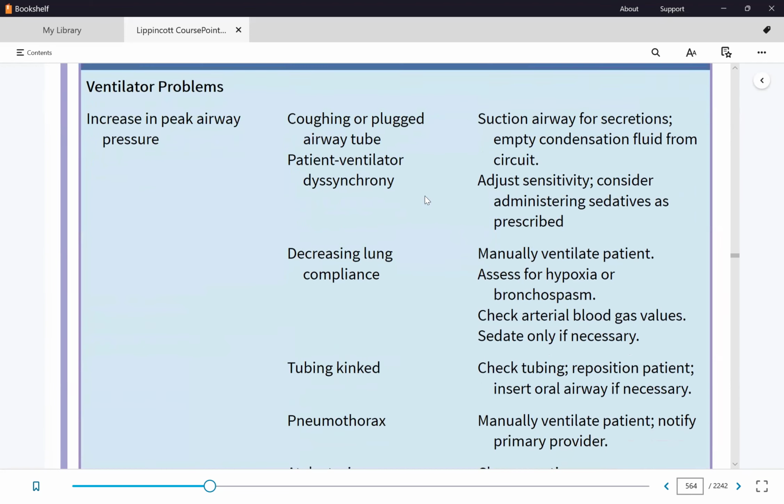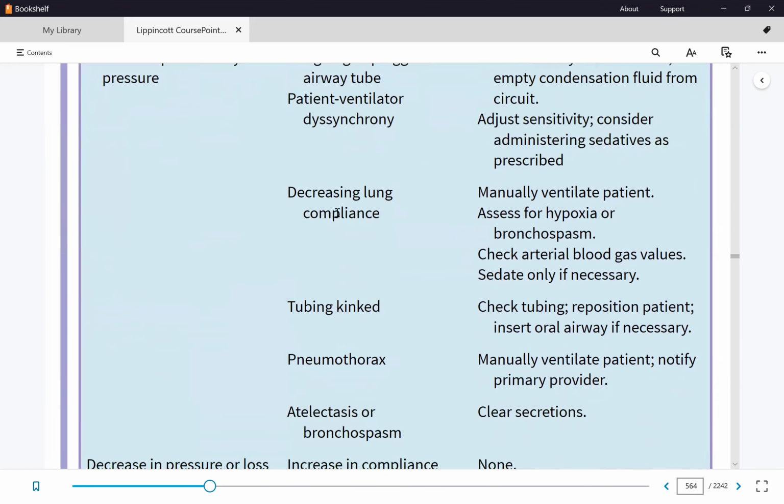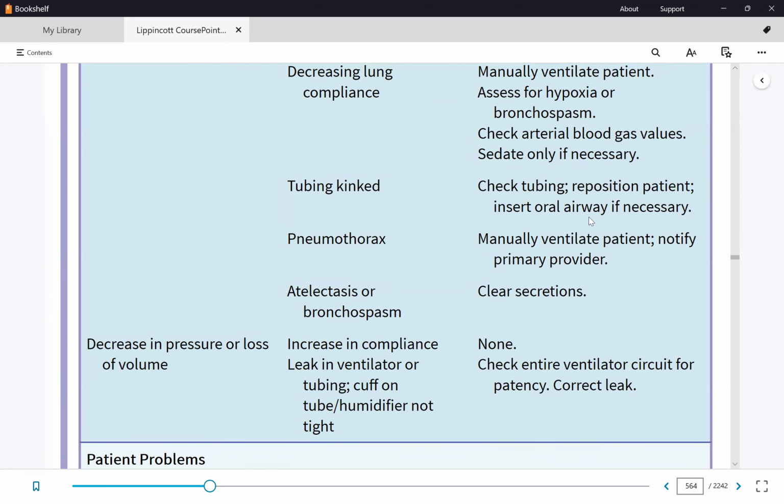What do you do? So coughing or obstructed airway will trigger high pressure. What do you do? Suction, and so on. All right. So look at each one, and that's your action. This will be a good matrix question, like a matching. So I'll put a question like this, and then you indicate the problem, and then what would be your intervention. Okay. So very good matching type question. Have you got it? Yeah. So this will be matching.